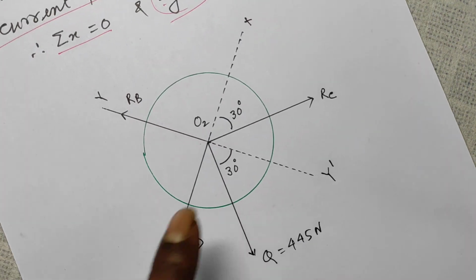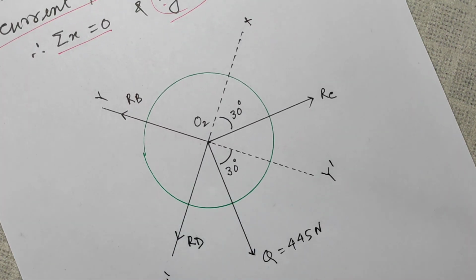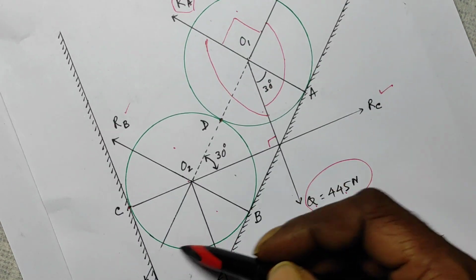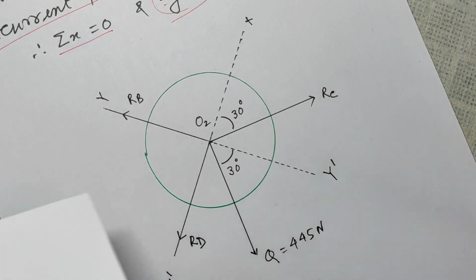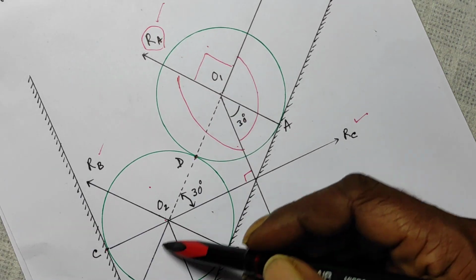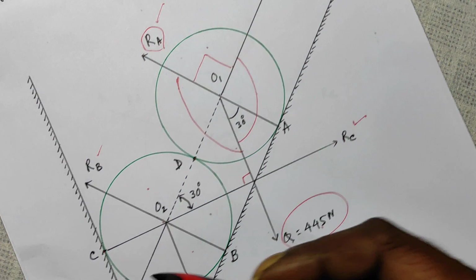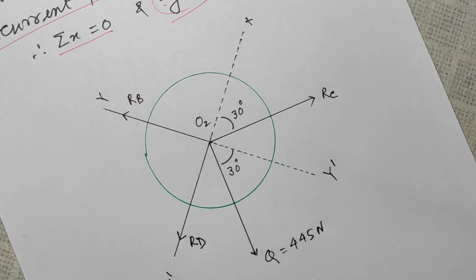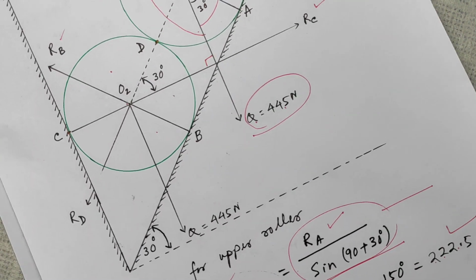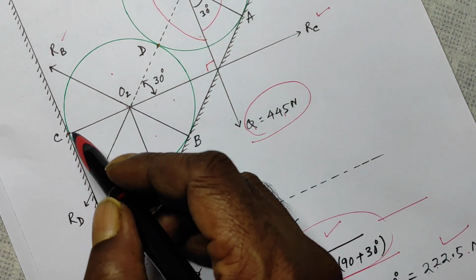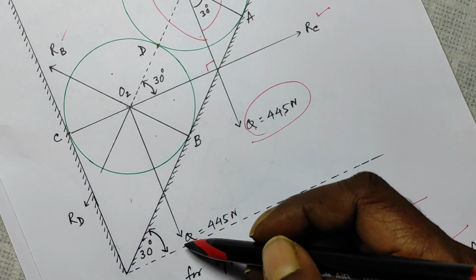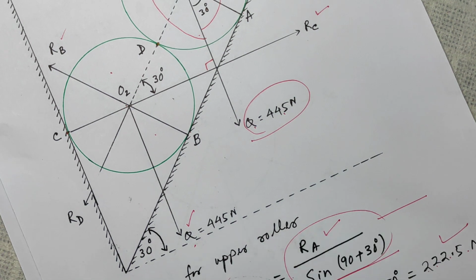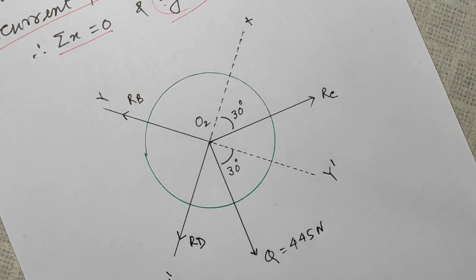So the second roller I have drawn here, taking this as x-axis and this as y-axis. But you can consider the x-axis like this also, along RC, and the y-axis along the weight Q also. It will also give you the same result.